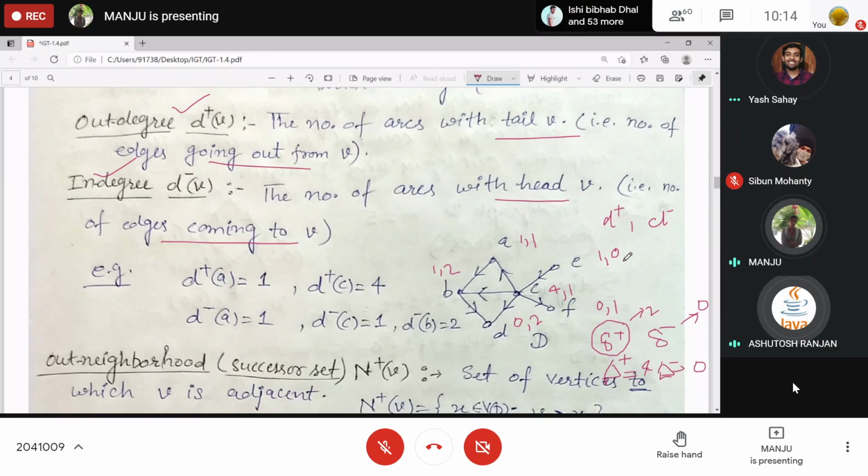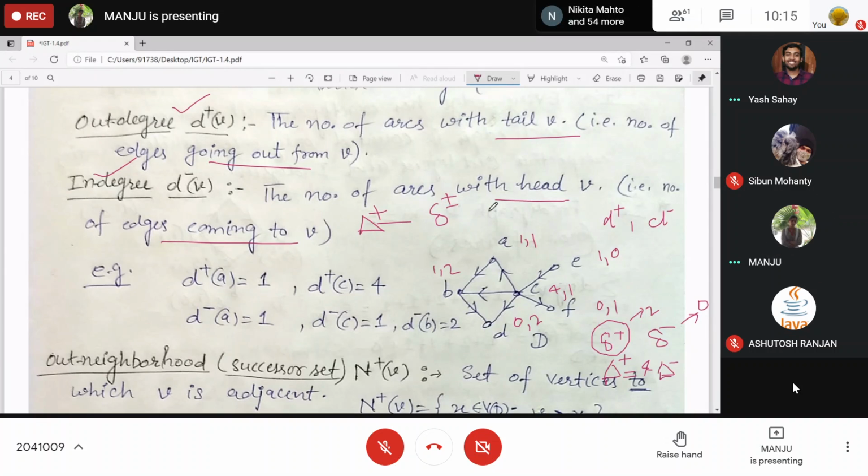Yes, ma'am. Minimum in degree. Ma'am, but that is maximum in degree. Yes, ma'am, del plus denotes the minimum out degree. No, del is for maximum. See, the big del was the maximum, and the small del is minimum. Whenever it is plus, this is out degree. Whenever it is minus, this is in degree.